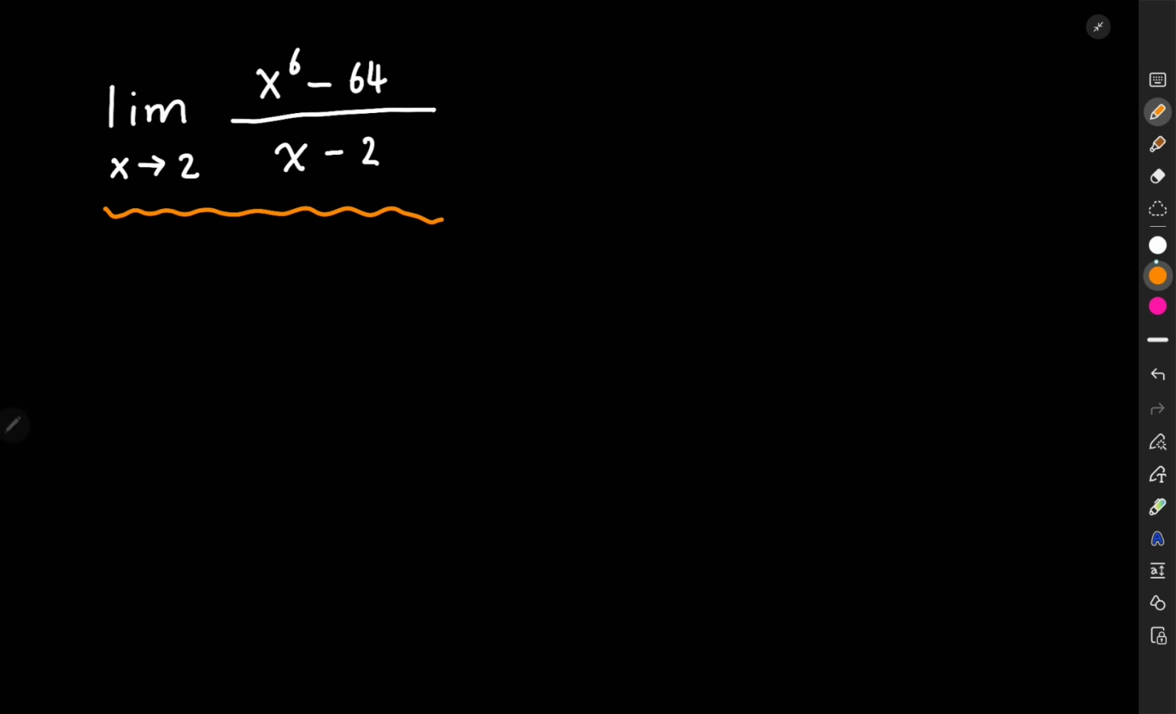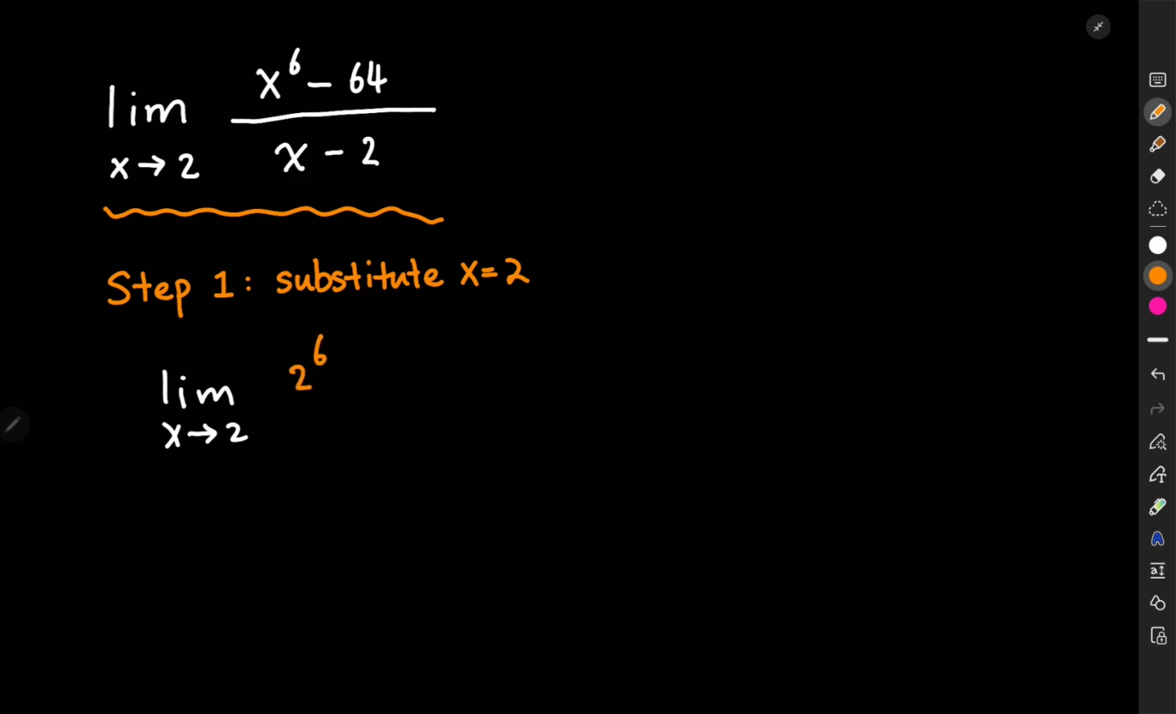So the first step is we always want to do a direct substitution. So let's plug in x equal to 2. We would have 2 to the 6th power minus 64 over 2 minus 2. And here we get 0 over 0.